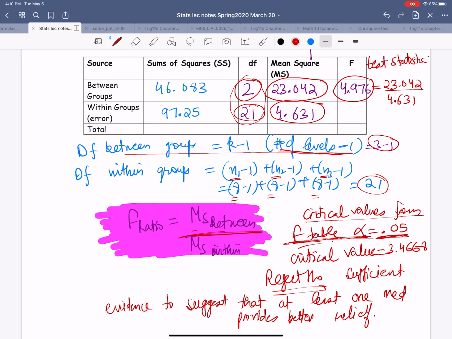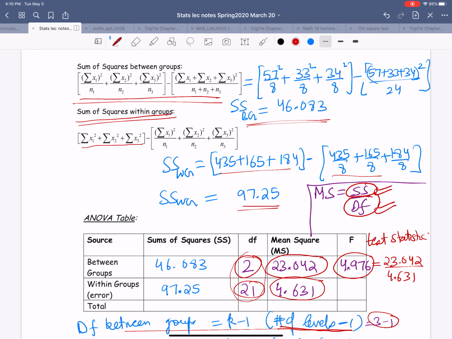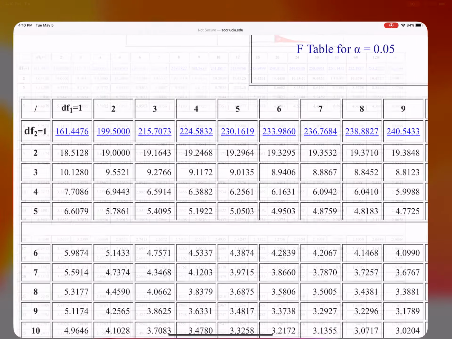Next, I'm going to play a YouTube video for how to do ANOVA using StatCrunch, because by hand it's very, very tedious. As you've seen, there are long formulas involved and it takes some time. So I'm going to play a YouTube video on how to perform ANOVA using StatCrunch. All right, here we go.